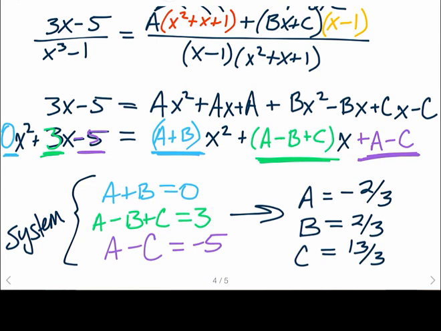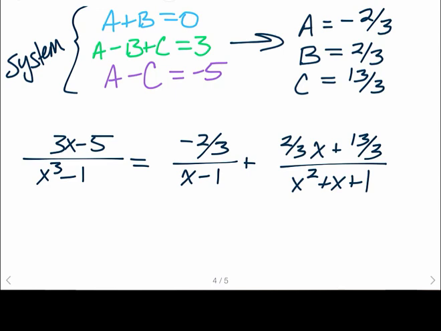And when we write down this partial fraction decomposition, we have that 3x minus 5 over x cubed minus 1 is equal to negative 2/3 over x minus 1 plus 2/3 x plus 13/3 over x squared plus x plus 1. Yeah, we have these complex fractions running all over the place.